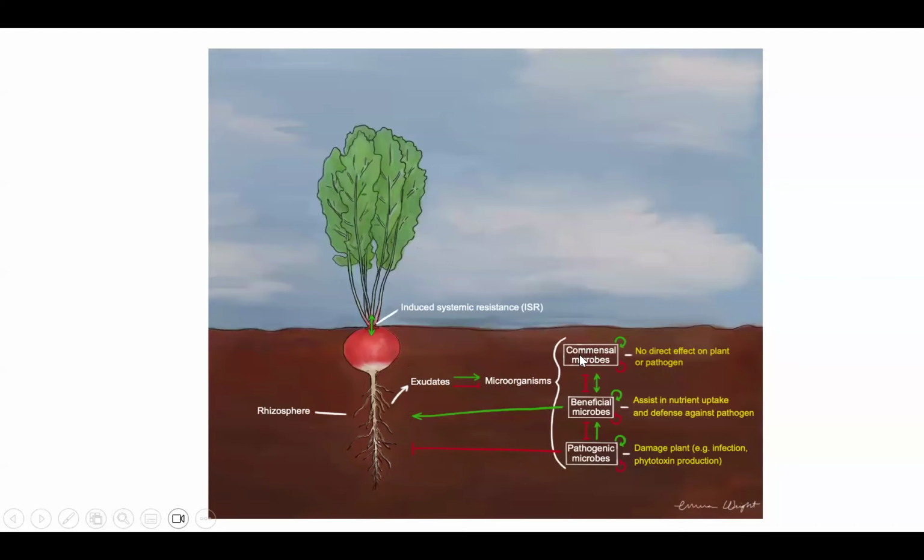But you can get different variations. You can get some that are called commensal that really don't have any direct effect on plants, and they're not pathogens. Some of them we would call beneficial. They're the ones involved in nutrient cycling and uptake, or they might provide defenses against pathogens. And then there are groups of microbes in the soil that are pathogens themselves and can actually damage plants.